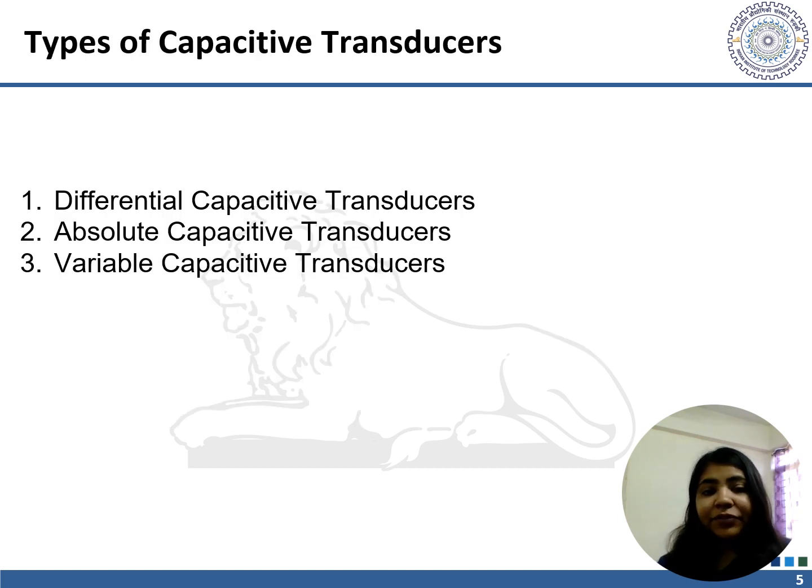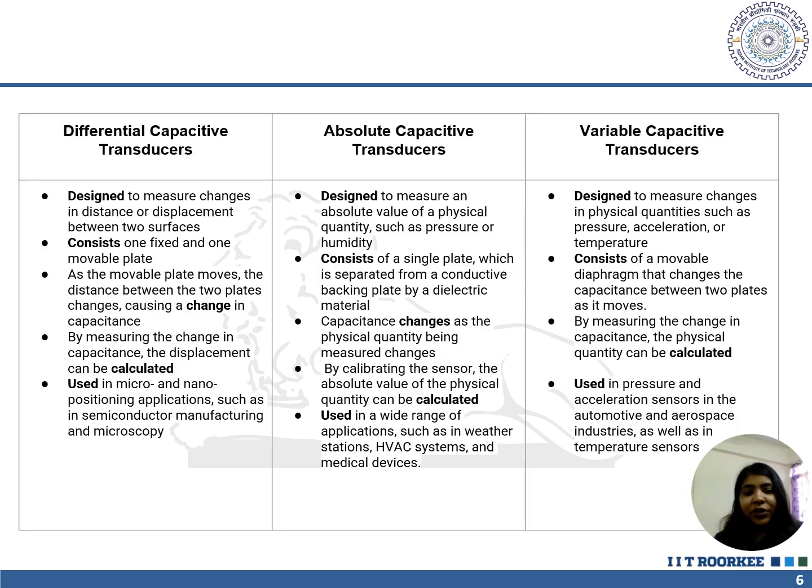So basically we have three types of capacitive transducers. Broadly they are differential, absolute and variable capacitive transducers. So let's understand the difference between these. They all are designed to measure the change in distance or displacement between the two surfaces. The absolute capacitive transducers, as the name suggests, measure the absolute value of these changes.